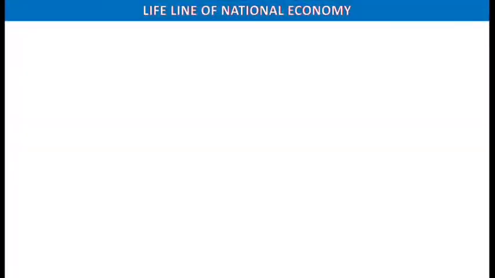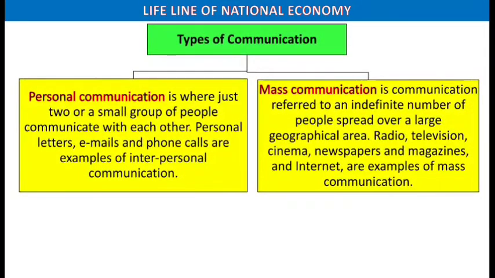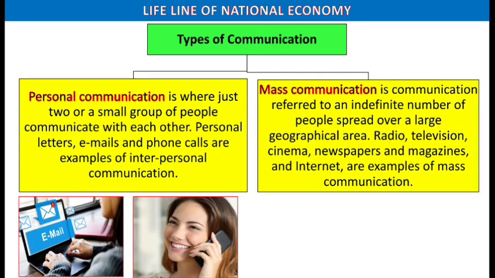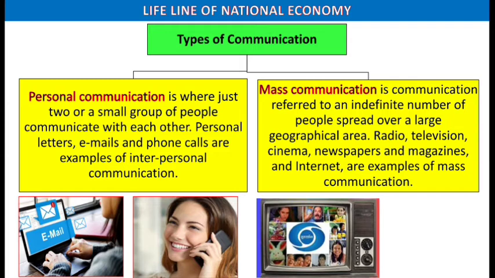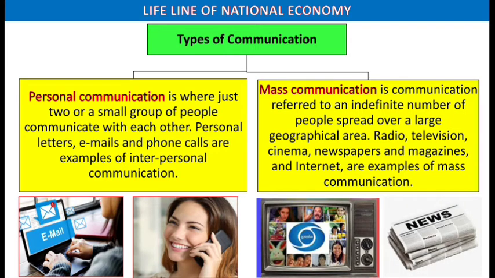There are two types of communication: personal communication and mass communication. Personal communication is where just two or a small group of people communicate with each other. Personal letters, email and phone calls are examples of interpersonal communication. Similarly, mass communication refers to communication with an indefinite number of people spread over a large geographical area. Radio, television, cinema, newspapers, magazines and the internet are examples of mass communication.